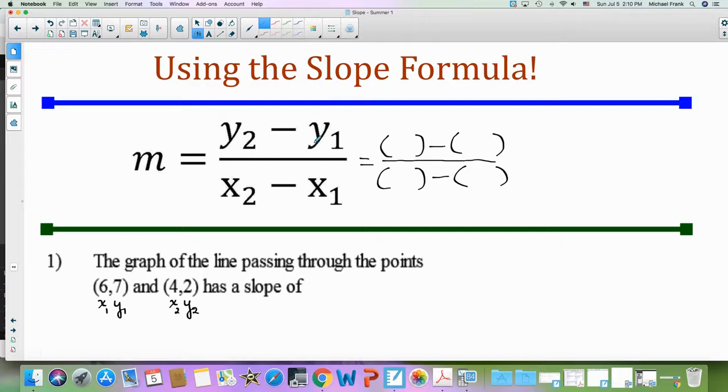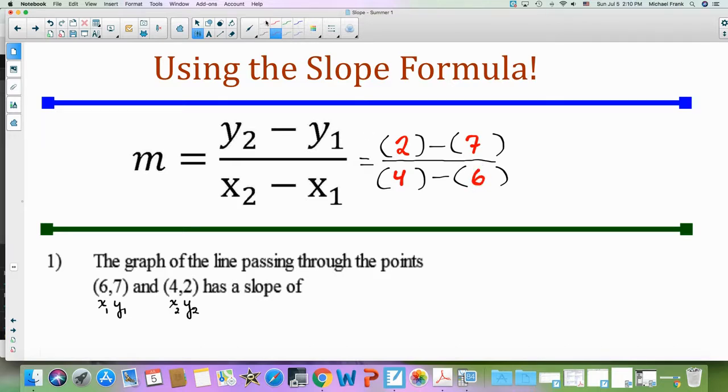And now I go back and I take a look at my point. I say, well, what is my y2? Oh, I already have it labeled. My y2 is 2. And what is my y1? Well, it's over here, and that's 7. And then what is my x2? I can see that's 4. And what is my x1? That is 6.